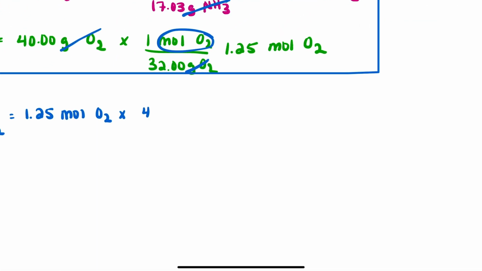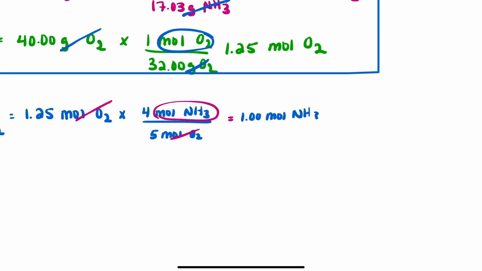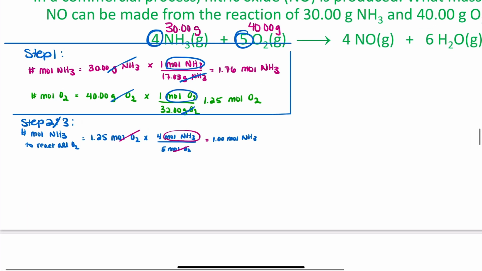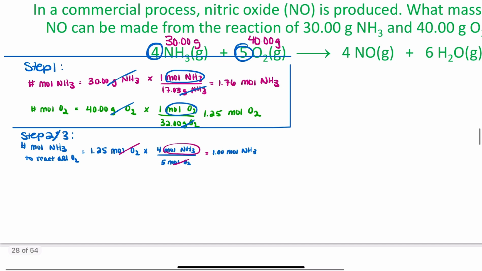So I know it's 4 moles NH3 for every 5 moles of O2. Make sure everything's canceling. That is canceling moles of O2 and giving me moles of NH3. And I get an answer of 1.00 moles of NH3. Now I'm going to ask myself, do I have enough?